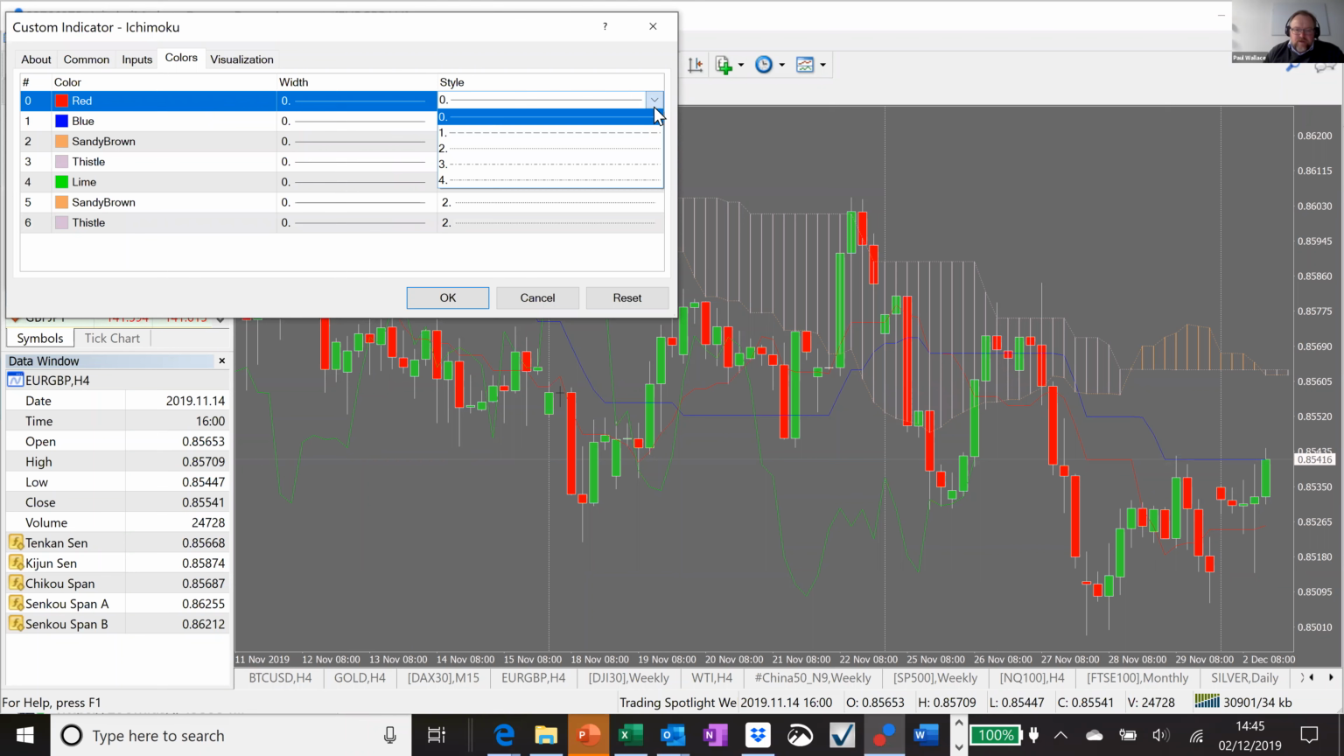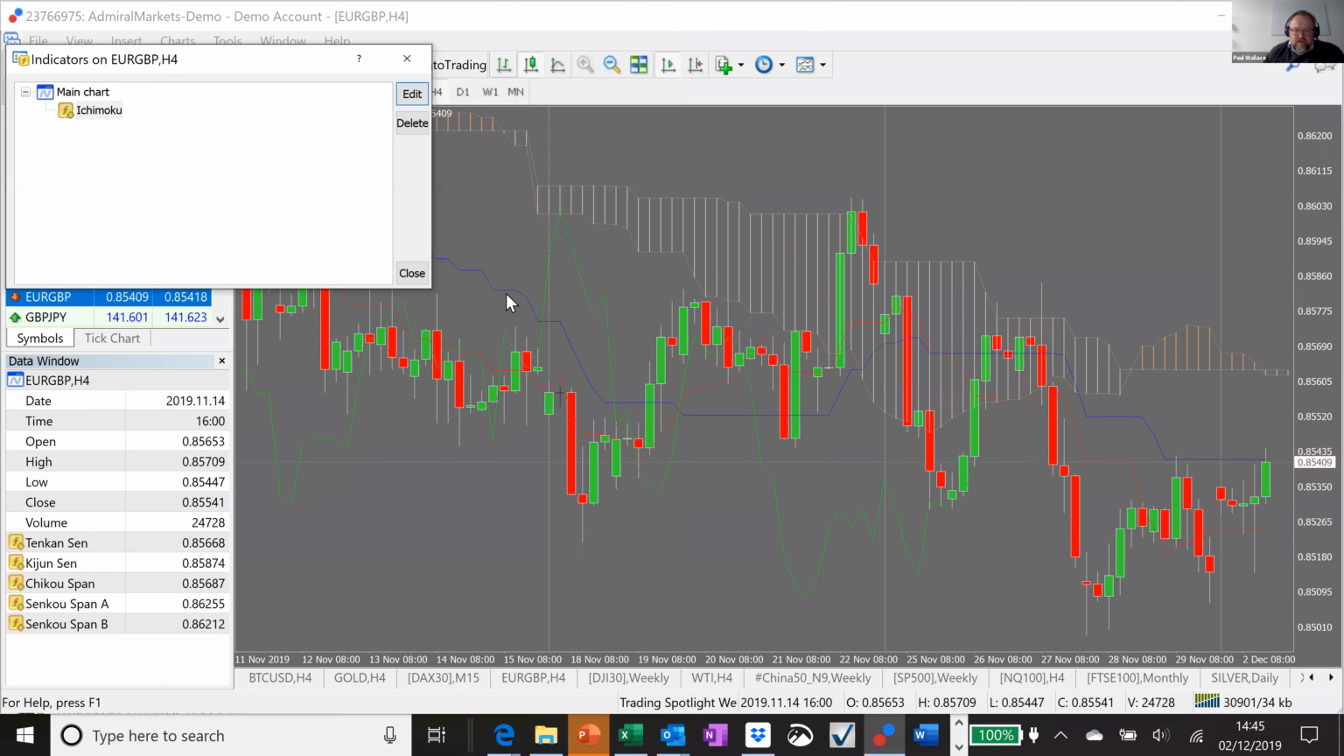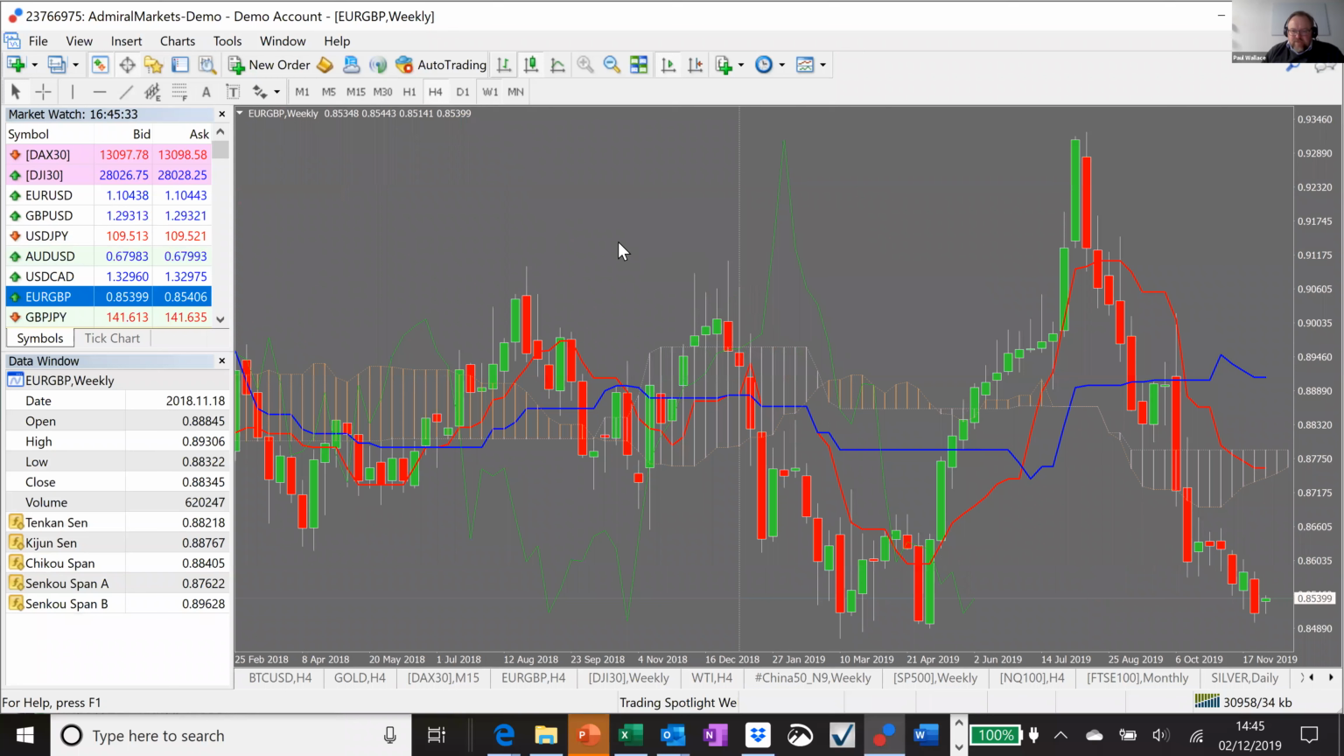I'm just wanting to make it a little bit stronger. I just want to make them a little bit wider, so that they start to stand out. And hopefully you can see that stands out a great deal more there.